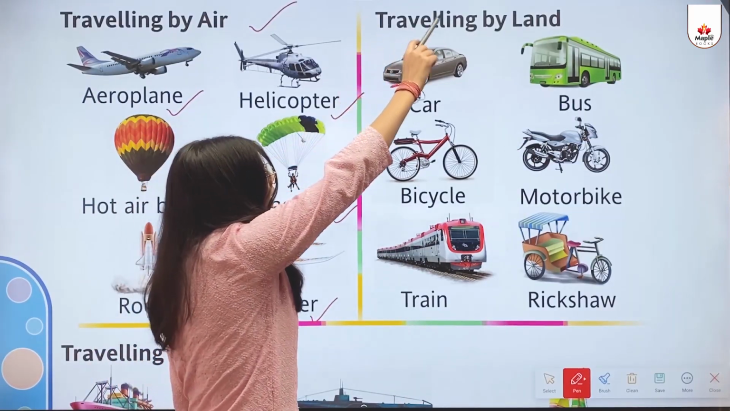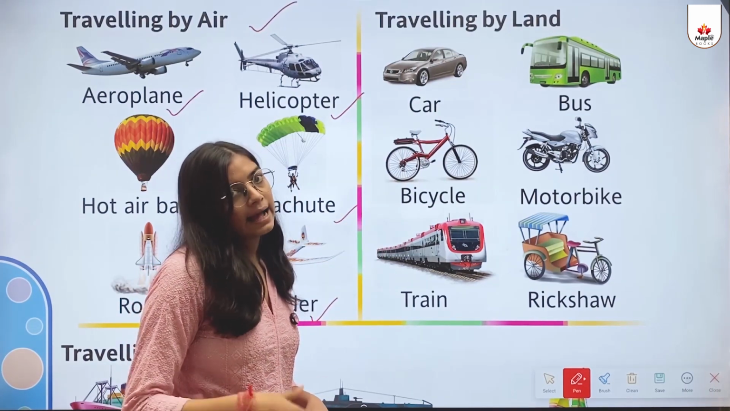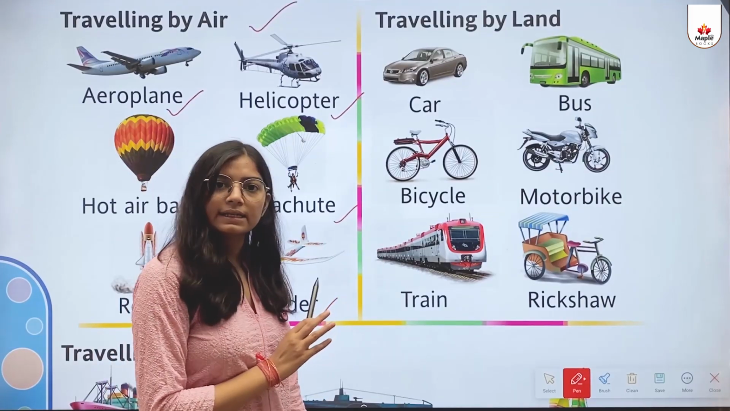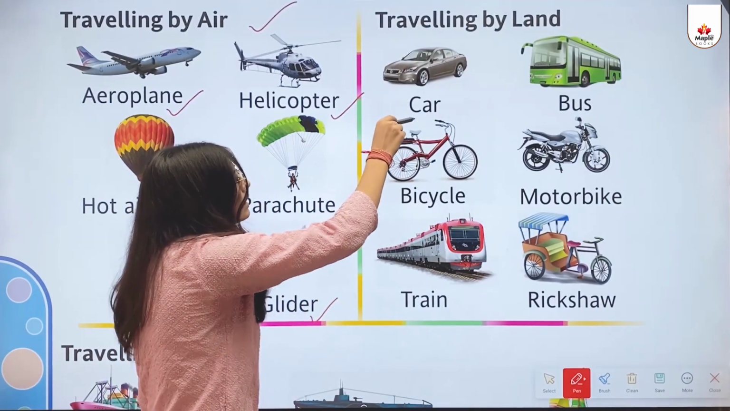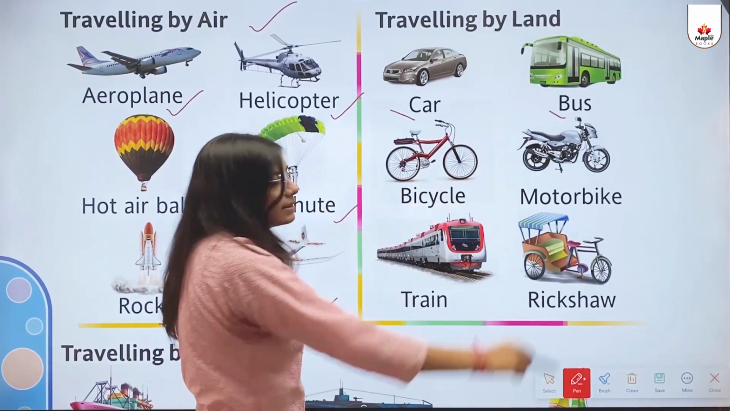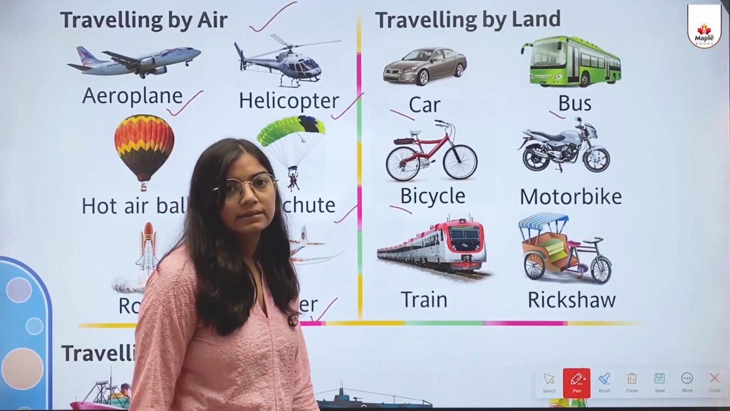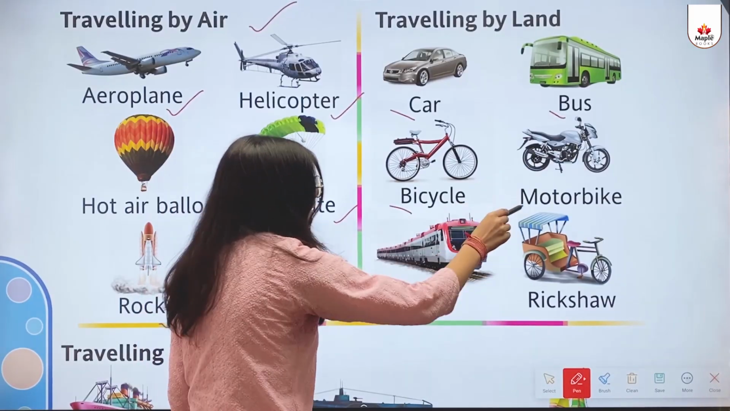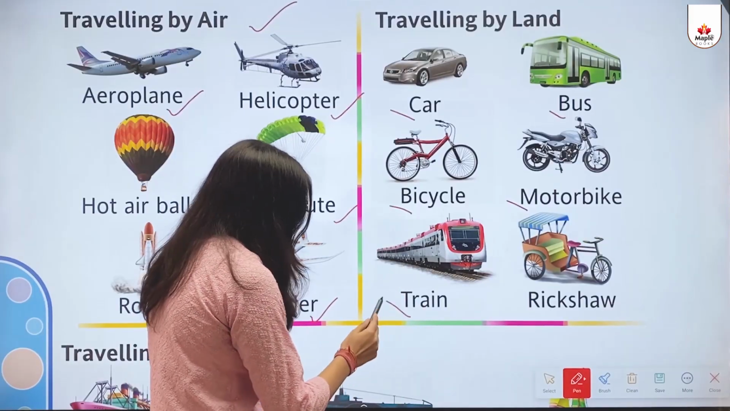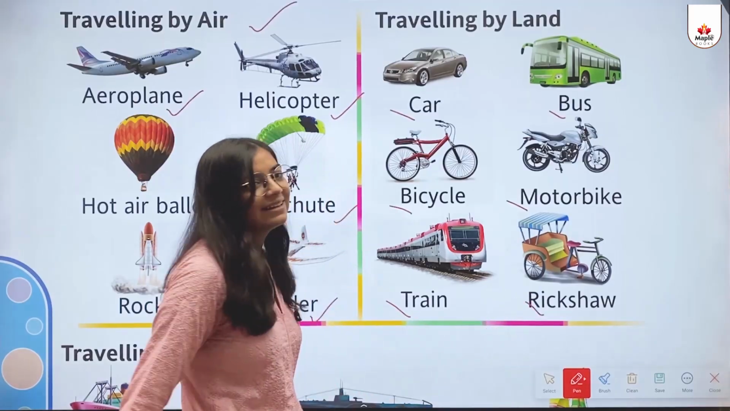Then there is traveling by land. If we travel by land, again we have different means of transport. We have some examples here. This one is car. This one is bus. This is called bicycle. And this one is motorbike. This one is train. And this one is rickshaw.